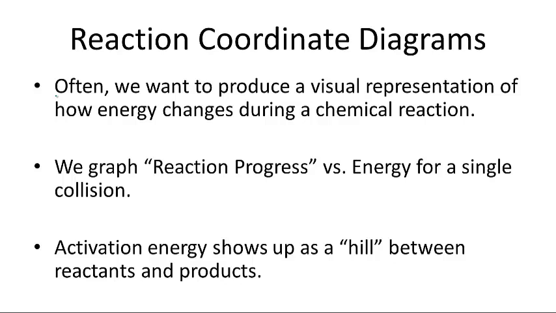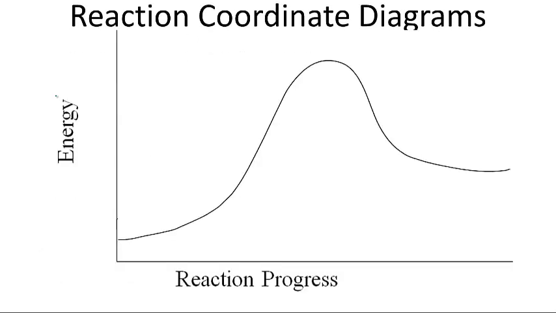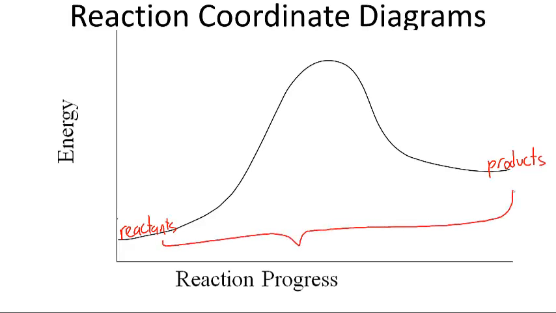So on the left-hand side is like when you just have the reactant particles completely separate. On the right-hand side is when you just have the products completely formed. And the middle is as the reactants are changing into the products. Okay? So in a reaction coordinate diagram, we have on the left reactants. And on the right, we have products. And this whole middle space is where they're changing into the products.